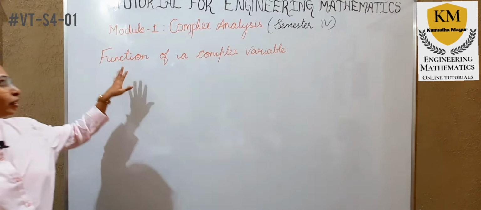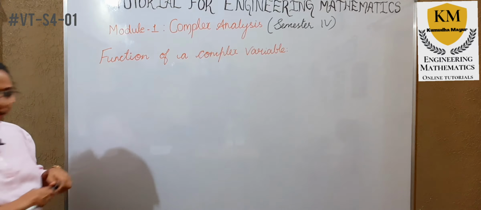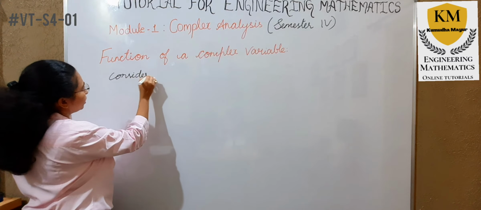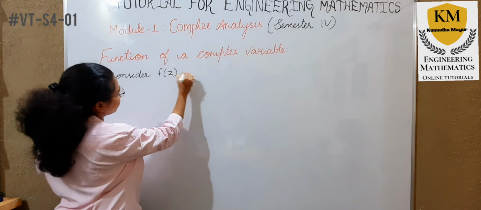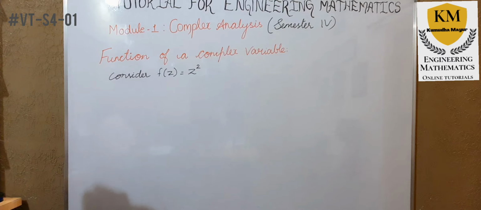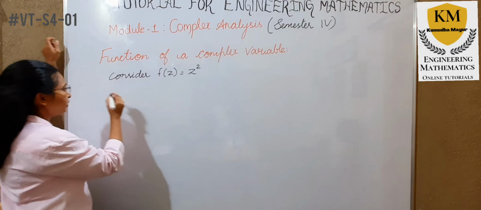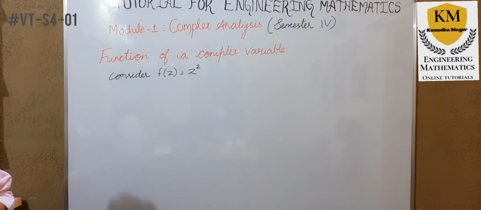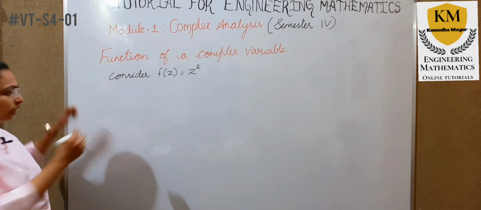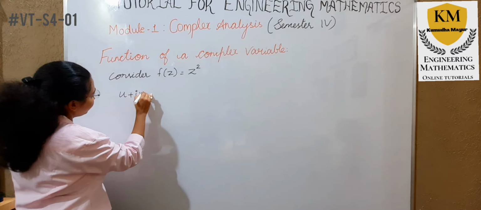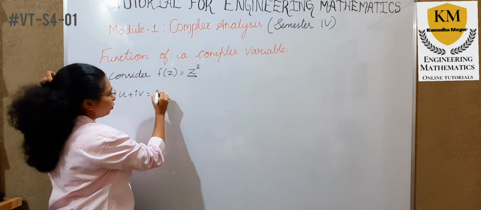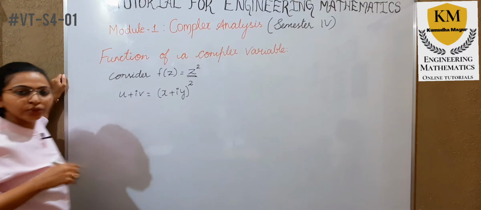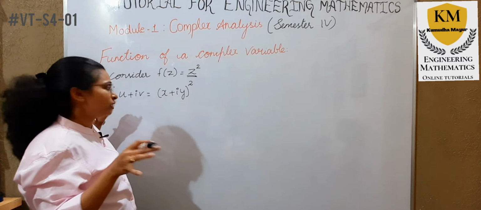Let us understand function of a complex variable by looking into an example. Let me consider f of z is equal to z square. If I consider this function, we have already learned that f of z is equal to u of x y plus i times v of x y. So here we can consider u plus iv. So z is nothing but x plus iy whole square. Let us do it for the Cartesian form first, then move towards polar form.